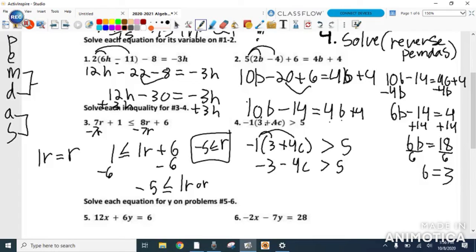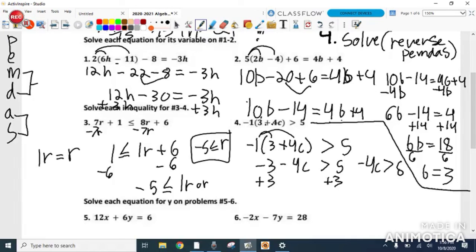Okay? I need to use reverse PEMDAS. I need to either add or subtract first. I'm going to be getting rid of this negative 3, so to do that I need to add 3 to both sides. I need to keep that there. So you guys know. All right, so that will give me negative 4c greater than 8.